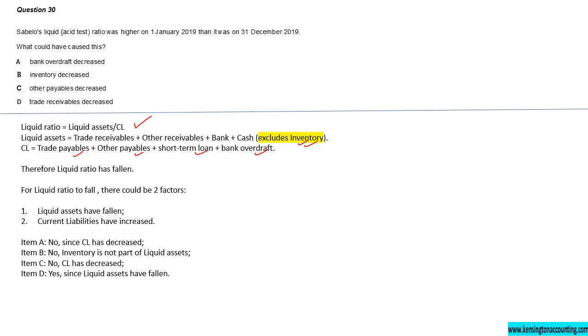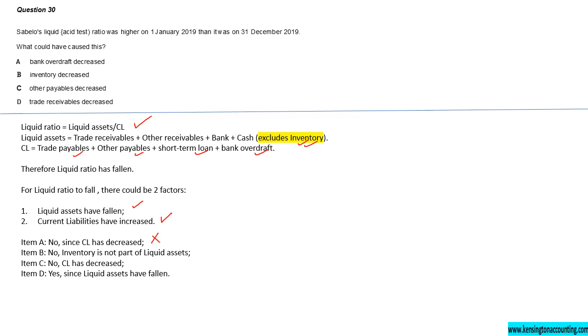Now, for the liquid ratio to have fallen, it could be due to two factors. Either the liquid assets have fallen or the current liabilities have increased. Now let's look at the four possible solutions in the question. A says bank overdraft decreased. Now bank overdraft is part of current liabilities. A decrease in bank overdraft is equal to a decrease in current liabilities, and a decrease in current liabilities will increase the liquid ratio, not decrease it. We're looking for a decrease. Therefore, this answer is wrong.